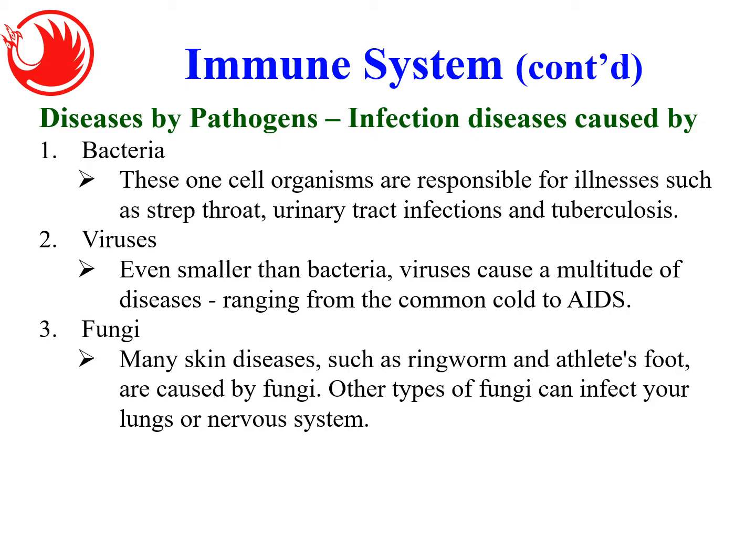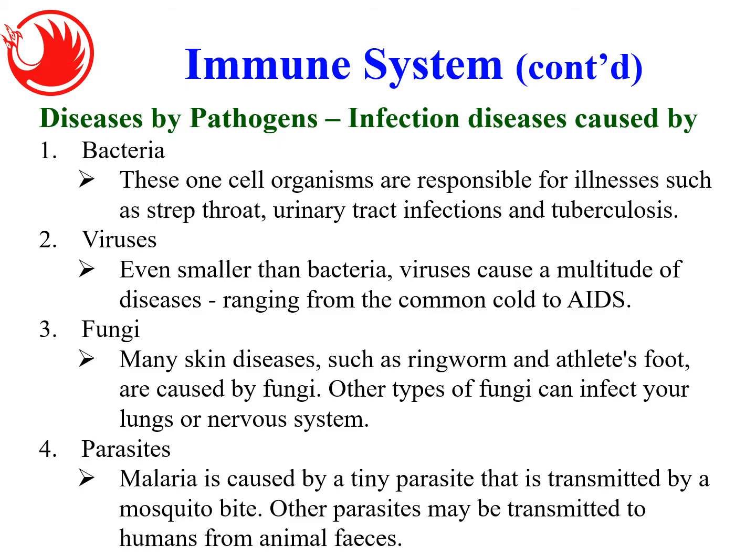Fungus: many skin diseases like ringworm and athlete's foot are because of fungus. Fungus also can affect your lung and nervous system. Parasites, a parasite is actually bigger. It's also a tiny parasite that is transmitted by a mosquito bite, for example, malaria. Other parasites may be transmitted to humans from animal feces, but parasite infection is less now because of the improvement of hygiene worldwide.